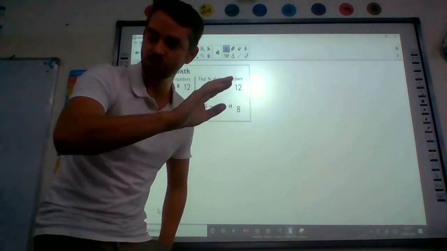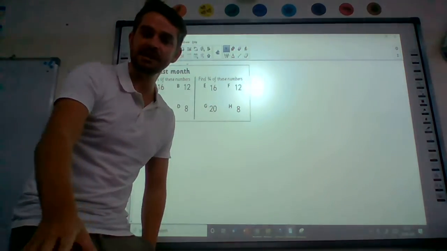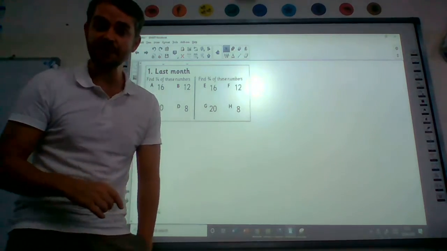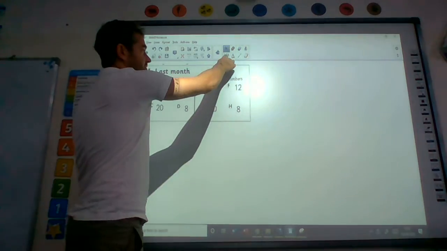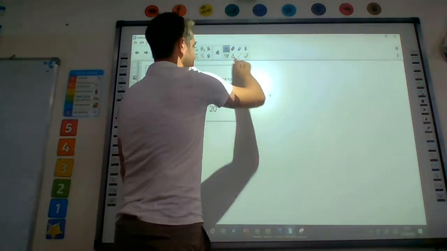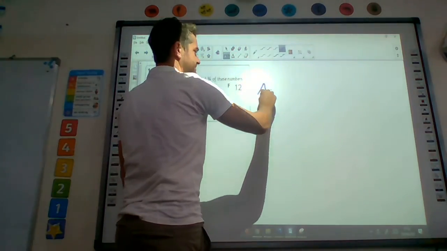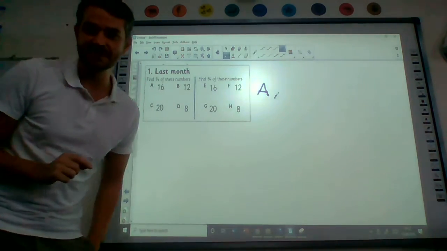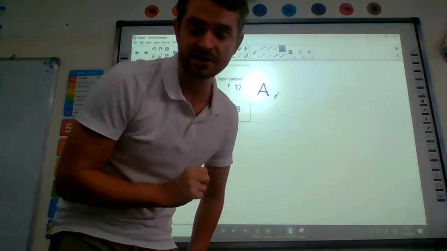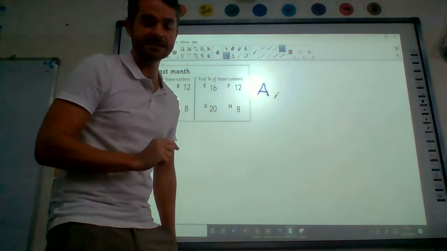It's up to you. Make sure you've got your pencil, your maths book ready as we start with some fractions thinking about last month. I'm going to start with A. Oh, where's my pen? A. And it's asking me to find 1/4 of 16. Now, you might know straight away what 1/4 of 16 is.